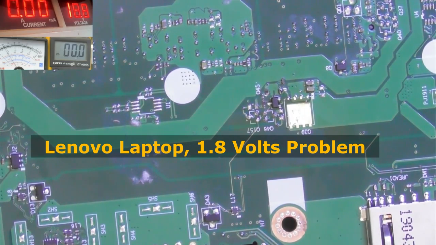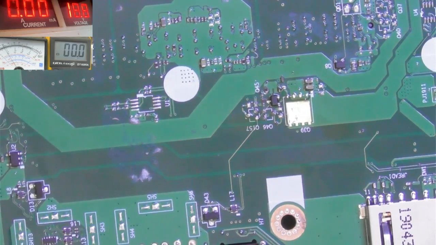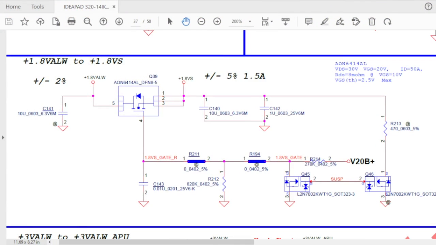In this video, we will talk about a voltage of the laptop motherboard. Here we have Lenovo IdeaPad 320 with problem. The voltage 1.8V is not working properly. In the schematic, we will explain this for you.